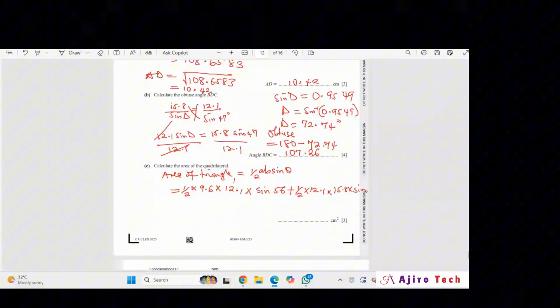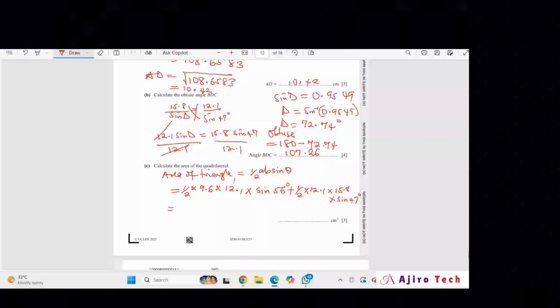Okay, I think my pen went right to that point, so I need to erase some of this. So we have 12.1 times the height here. We know that the height is 15.8 times sine 47. Please always remember your degrees. So you can solve this one at once.